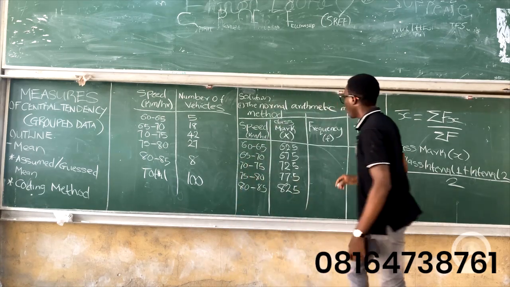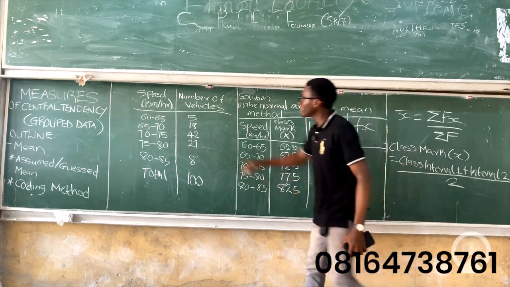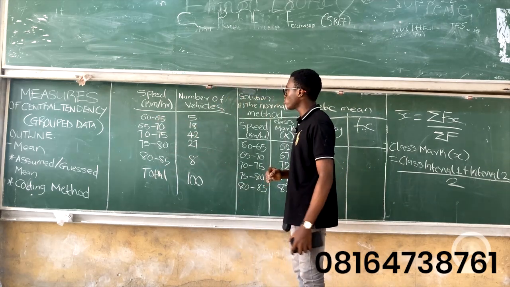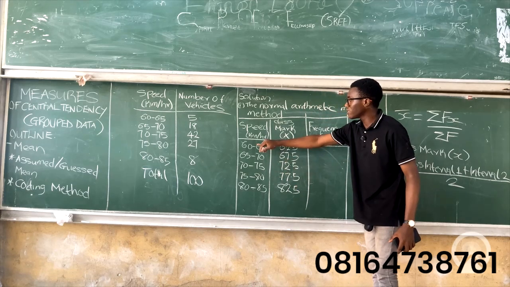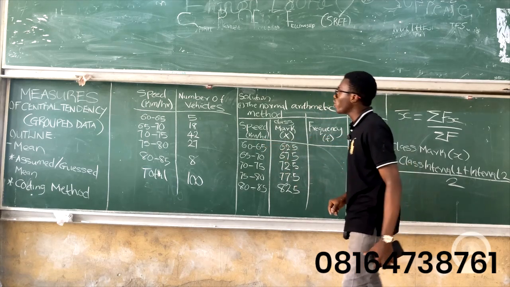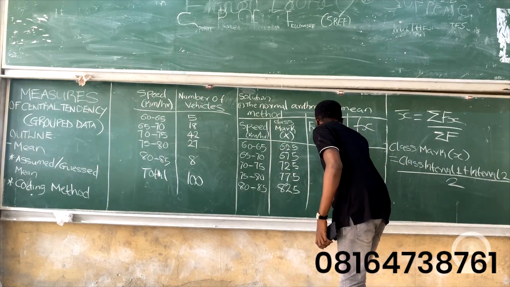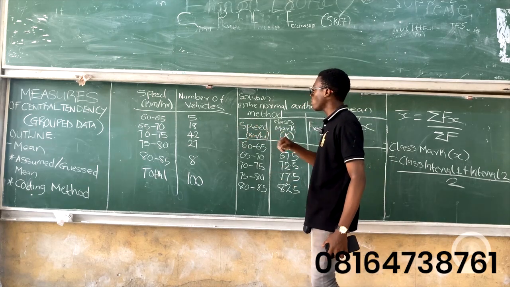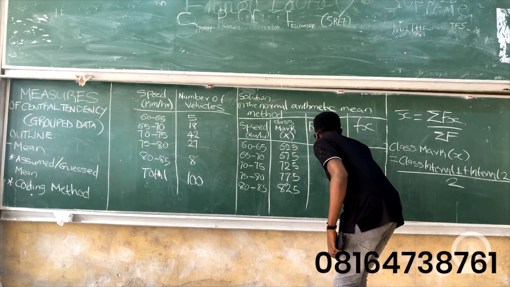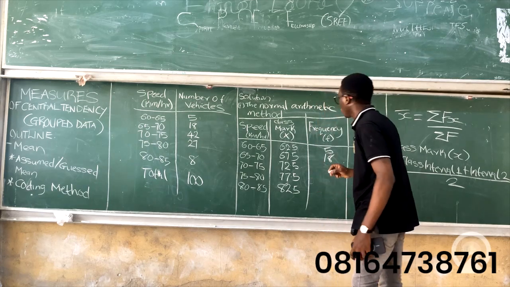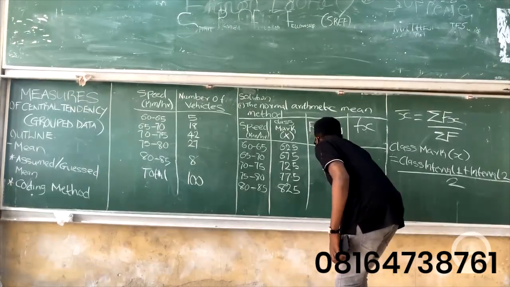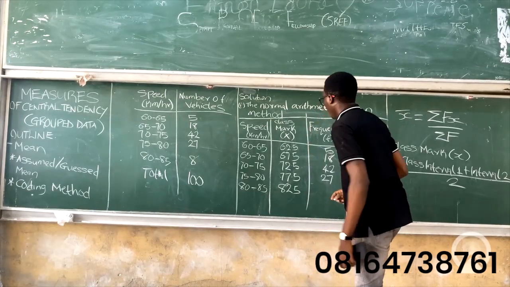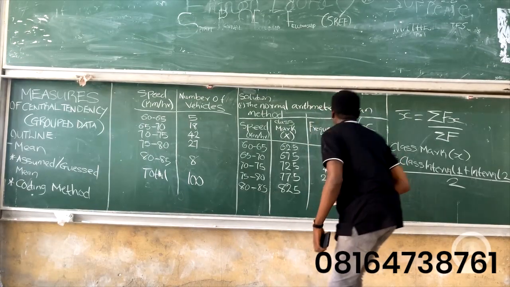Now, next up, we have our frequency. Our frequency is simply the number of vehicles for each class interval that was given to us in the question. So, for the class interval of 60 to 65 kilometers per hour, we have our frequency as 5. For the class interval for 65 to 70 kilometers per hour, we have our frequency as 18. For the next one, we have it as 42. The one after that, we have it as 27. And finally, we have the last one as 8.